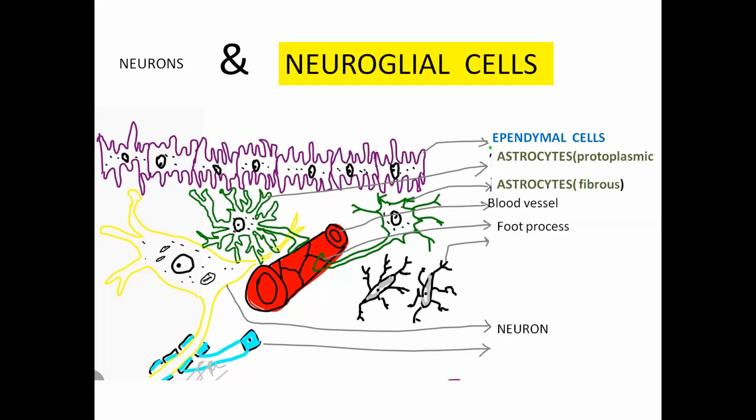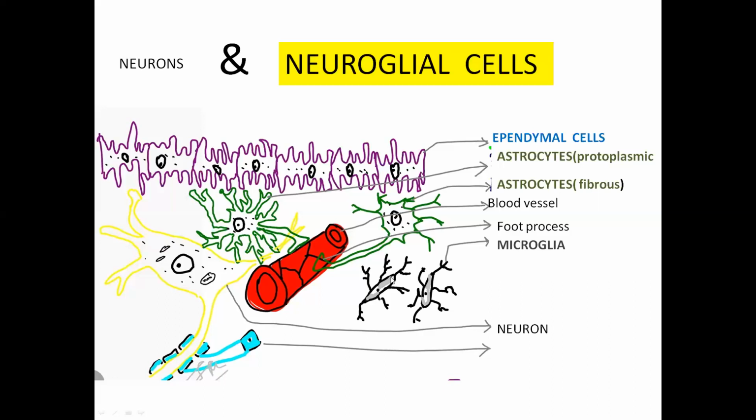The astrocytes are the largest neuroglial cells. They are of two types, protoplasmic and fibrous astrocyte. You can see here the foot process of the astrocyte. They are in contact with the wall of the blood vessel. These astrocytes contribute to the blood-brain barrier formation.